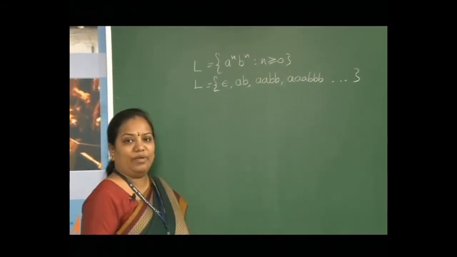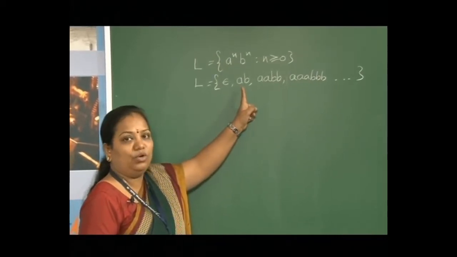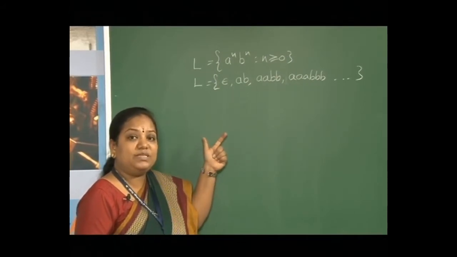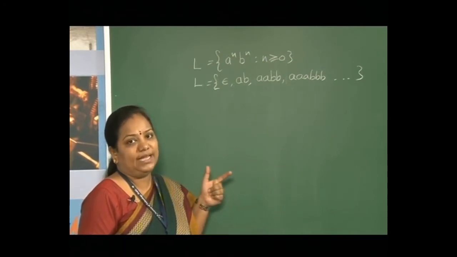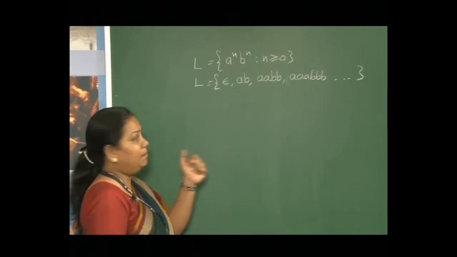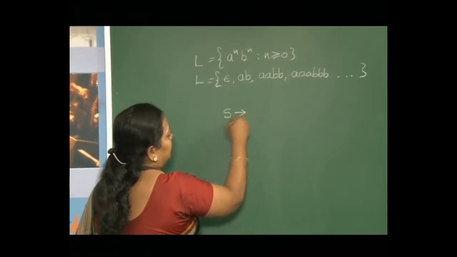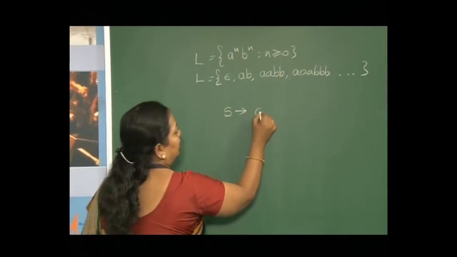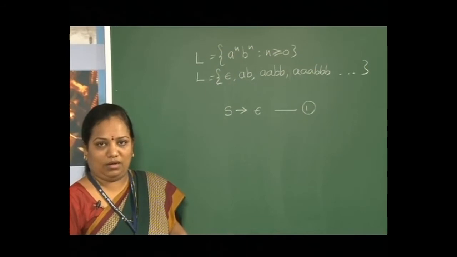So, what is this language all about? It must have the number of A's equal to the number of B's, first thing, and second, A's must occur first and then B's. It means A's must precede B's. So, how will we write the rules? Starting with S tends to, since we have the first string as epsilon, the first rule written will be S tends to epsilon. This is rule 1.